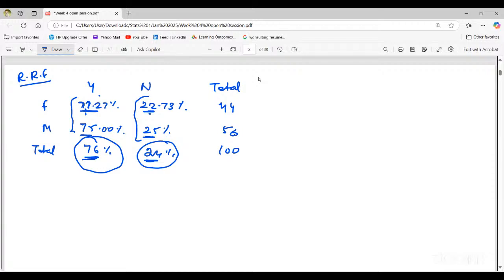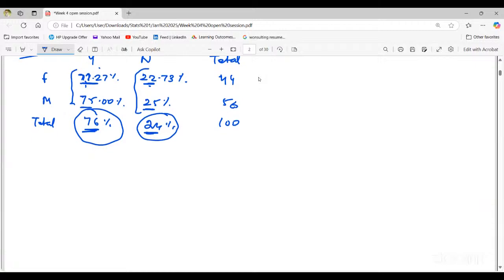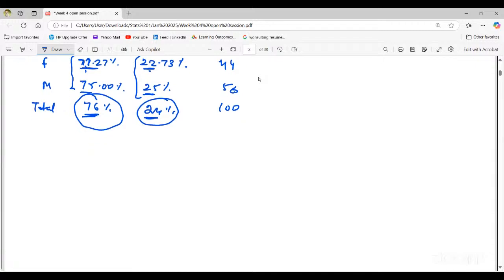So if I'm making another table, let's say, here I'm comparing the income level. So we have high, medium, low. This is the total. Yes or no.